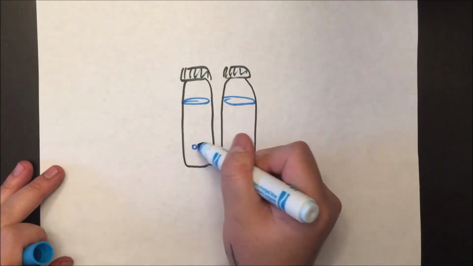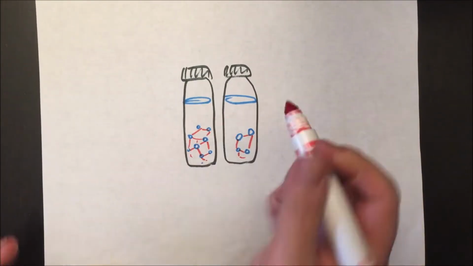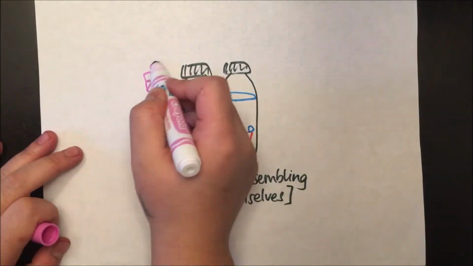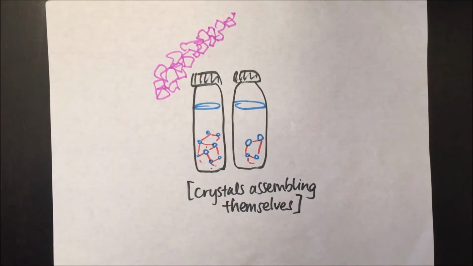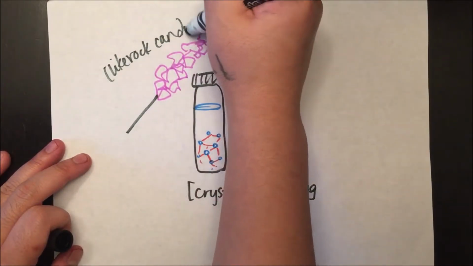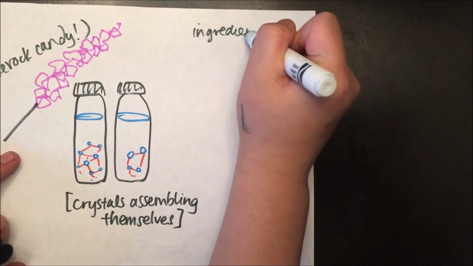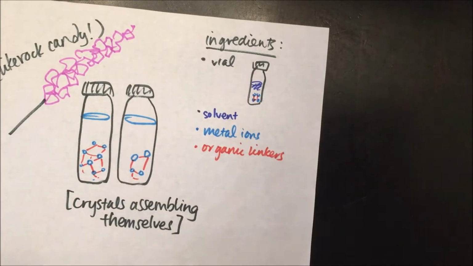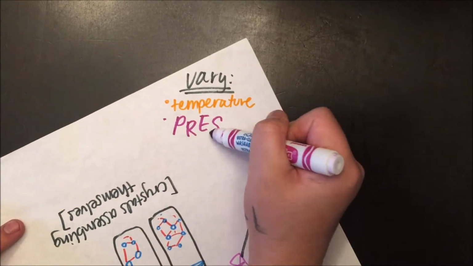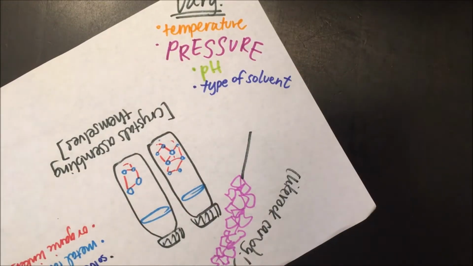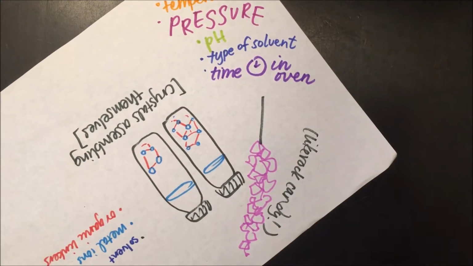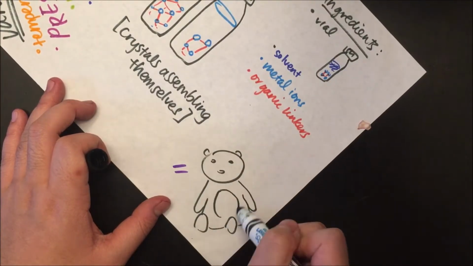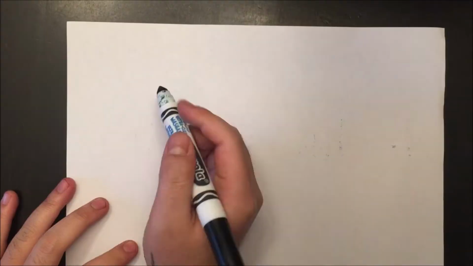So how are MOFs made? Well, MOFs are typically grown as crystals in solution. If you made rock candy in grade school, well, it's a pretty similar idea, at least in most cases. Typically, you'd put the metal ion and the organic linker you want to work with in a solvent, and by varying the conditions, such as temperature, pressure, pH, type of solvent, time in oven, you get a different MOF with a different property. In that sense, making MOFs is kind of like going to Build-A-Bear.